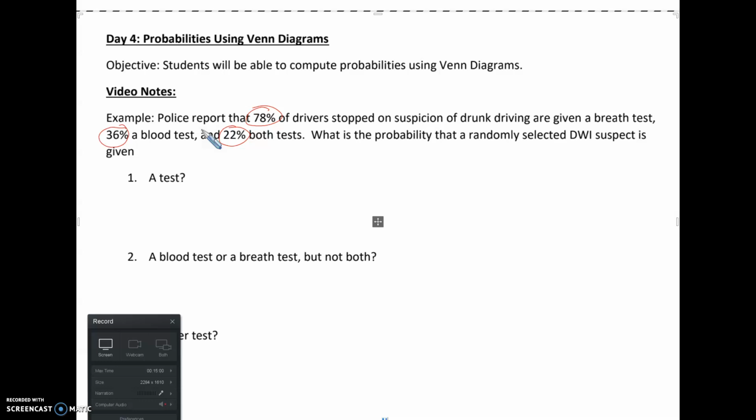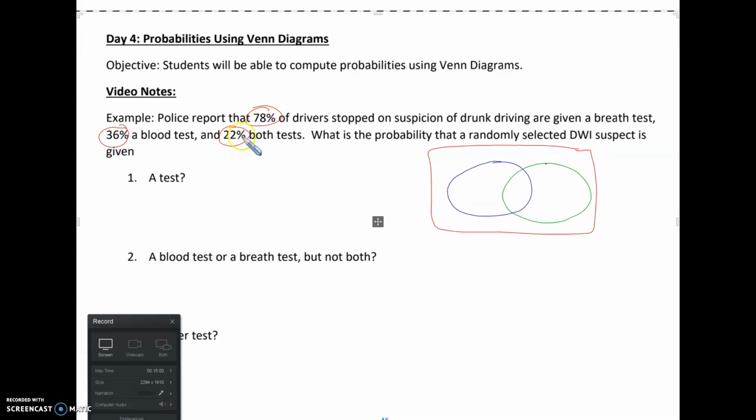First thing I want you to notice is that 78% plus 36% plus 22%, that's bigger than 100. So where's the mess up? There actually isn't one. It just tells you that they're not disjoint probabilities. Okay, so we have some overlap. And one really good way to do this is to draw a picture. So we're going to draw a Venn diagram. There's our Venn diagram.